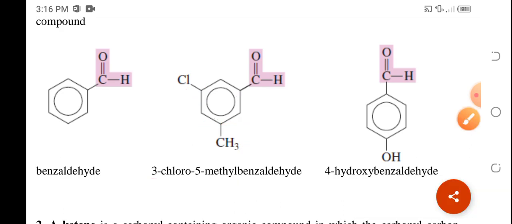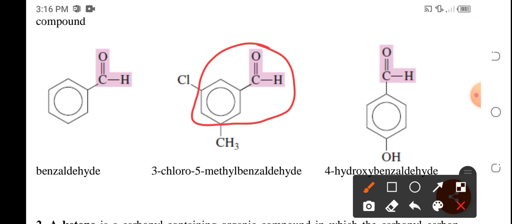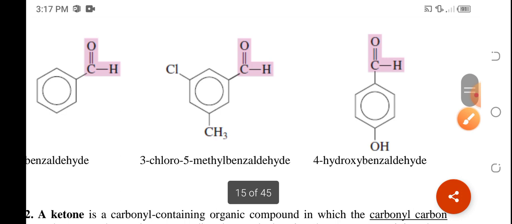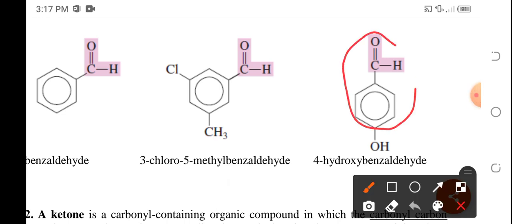So this is the benzaldehyde, that is the chloro attached on carbon number 3, and this is methyl attached on carbon number 5. Another example is 4-hydroxybenzaldehyde. It has the collective name of benzaldehyde. Hydroxy is not included in the benzaldehyde name, so it should be included in the name of this organic compound, and it is attached on carbon number 4, because this is number 1. So that is 4-hydroxybenzaldehyde.